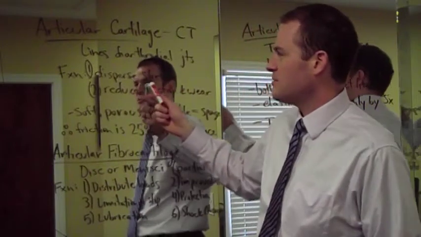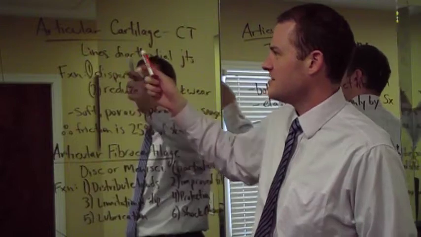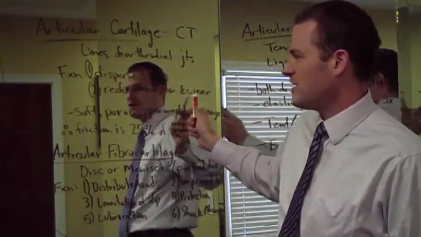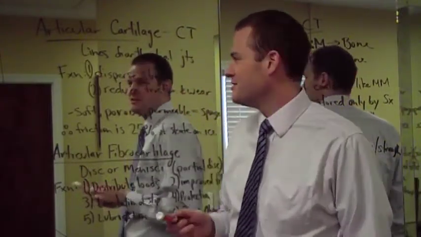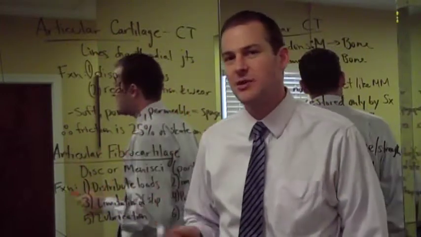The function, as we talked about before in class, is to disperse stress. The articular cartilage disperses stress. It reduces friction and wear, thus promoting the quality function of the joint. It is soft, porous, permeable. It is just like a sponge.